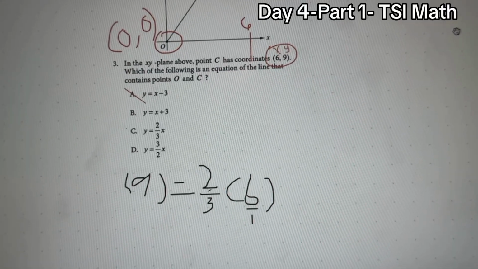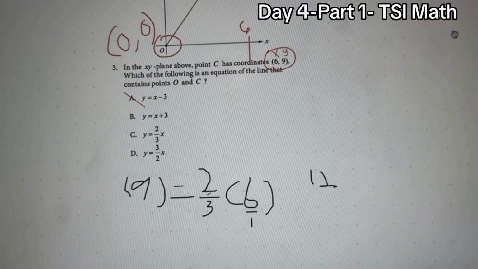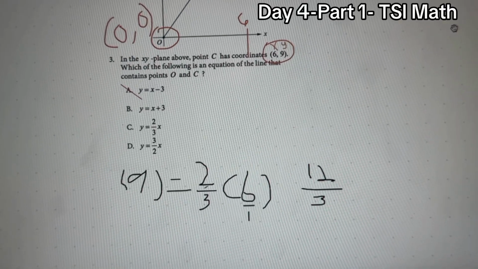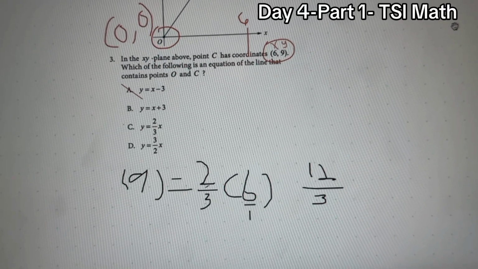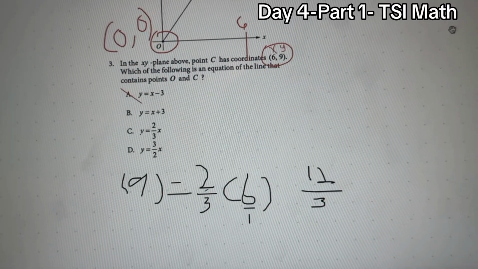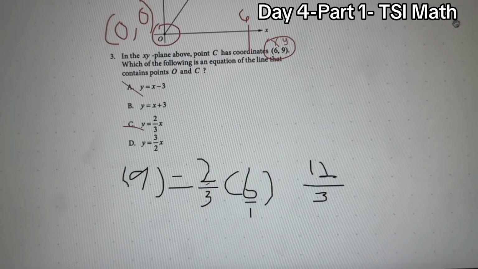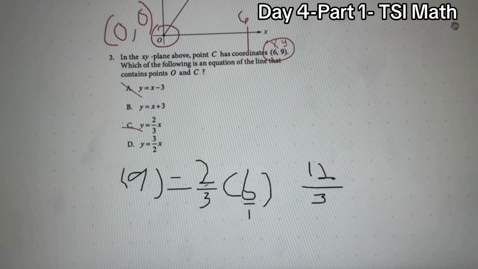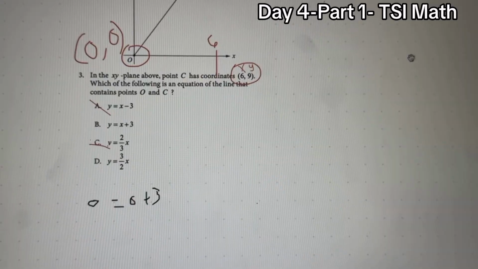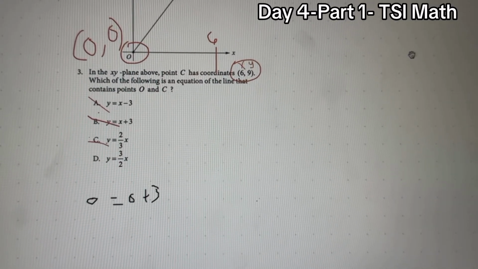Two times 6 is 12 over 3. Is that equal to 9? No, that's not. That's 4. So answer choice C is gone. And then I'll clear this. Answer choice B is gone. D is looking good. Let's confirm it.